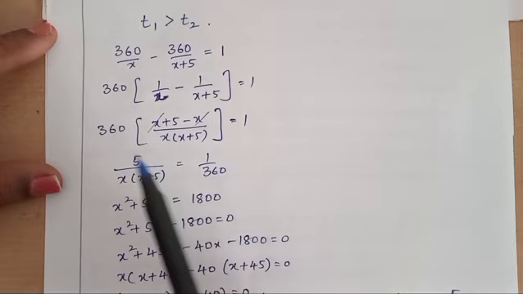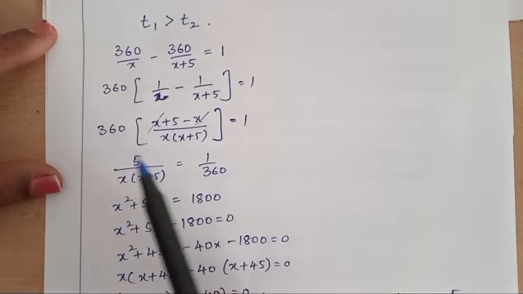Hence, x is equal to minus 45. It is rejected because speed cannot be negative. And x is equal to 40. This value is accepted. Hence, the speed of the given train is 40 kilometers per hour.